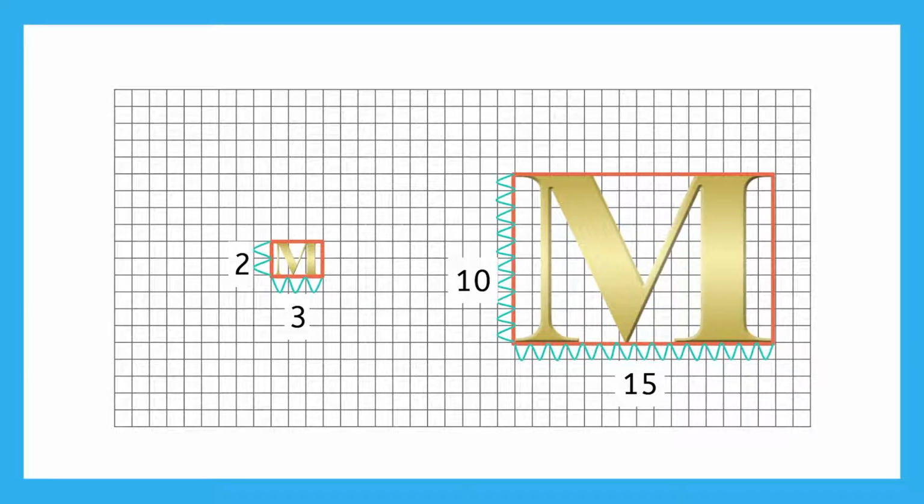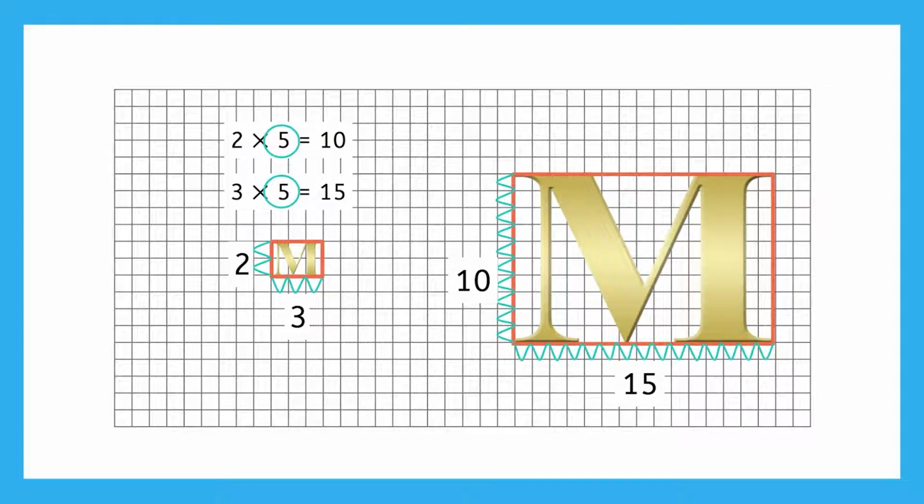Ooh, I know. Let's try multiplication. 2 times 5 equals 10. I wonder if that'll work for the width this time. The smaller m has a width of 3. If we multiply 3 by 5, what do we get? 3 times 5 equals 15. That's the width of the larger m. In order to go from the smaller m to the larger m, we had to multiply both dimensions by 5.